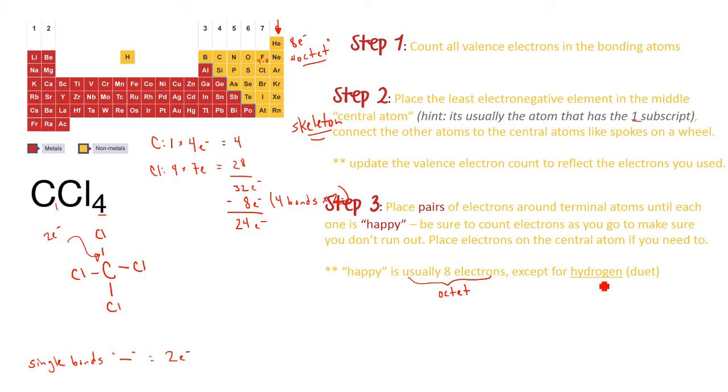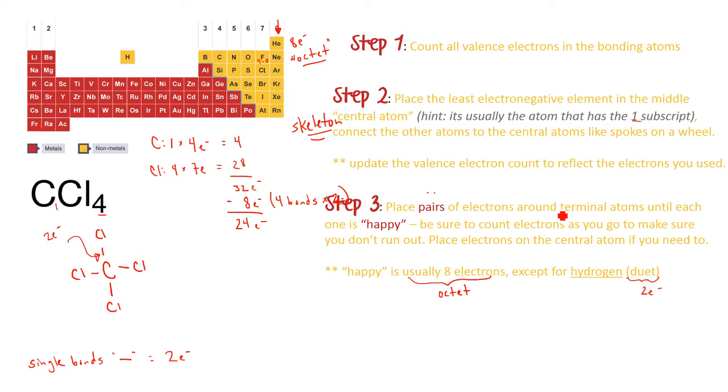There are other exceptions we'll talk about later, but this exception for hydrogen is asking for a duet, which means it can only hold 2 electrons. Okay, so we're going to now hand out pairs of electrons. When we draw electron pairs, we're going to make 2 dots. We never hand out lone electrons. That's called a radical, and they're incredibly unstable. So we always hand out 2 electrons at the same time.